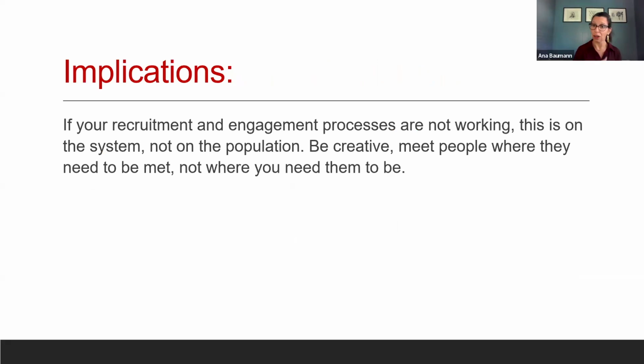The implication of all of this is that if your engagement process is not working, the problem is not on the community. The problem is on us, that we need to be more creative. We need to be more empathetic. We need to think through how we're going to meet the community where they are.